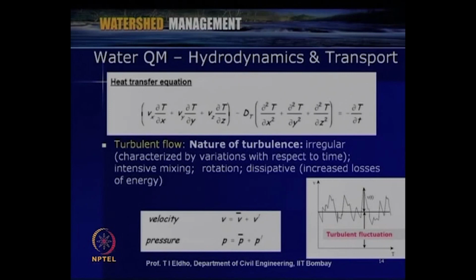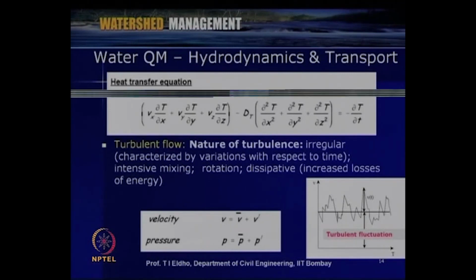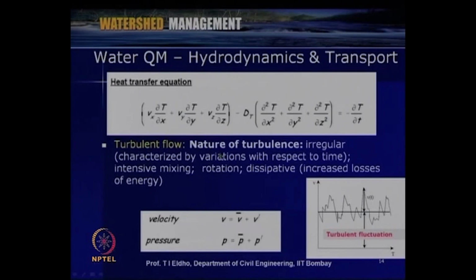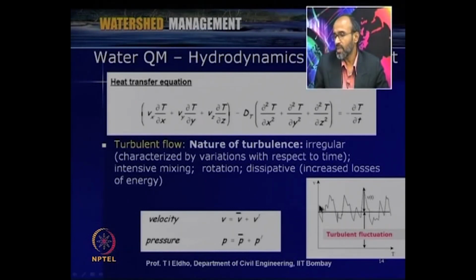Accordingly, if the flow is turbulent, we have to consider the turbulent nature of the flow. The nature of turbulence is irregular, characterized by variations with respect to time. This is happening due to intensive mixing, rotation, dissipative movements, like that. You can see that if it is laminar flow, then the flow will be in terms of layers. If it is turbulent flow, the flow is fluctuating, or the velocity is varying like this.